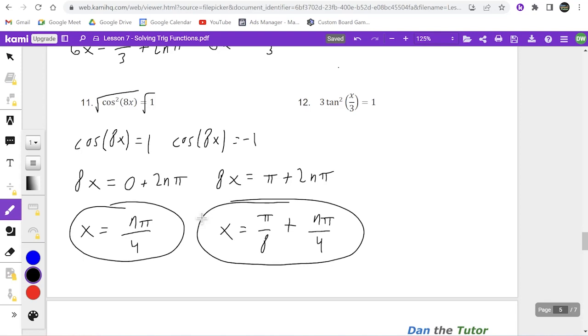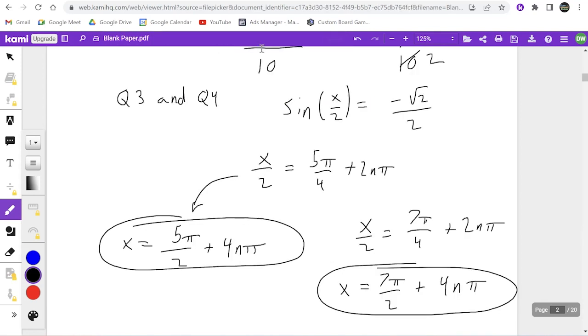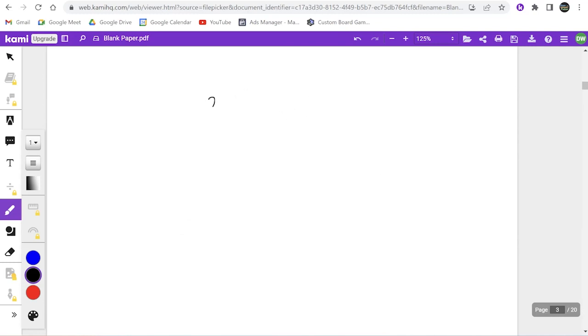And then for the last one, here on this page, number 12, I'm just going to warn you now, it's a lot. And even though it's tangent, I'm just not going to do the special case. I think the special case might be a little too advanced for today, so I'm just going to ignore it. But first thing I do is I divide both sides by 3. That's the easy part, obviously.